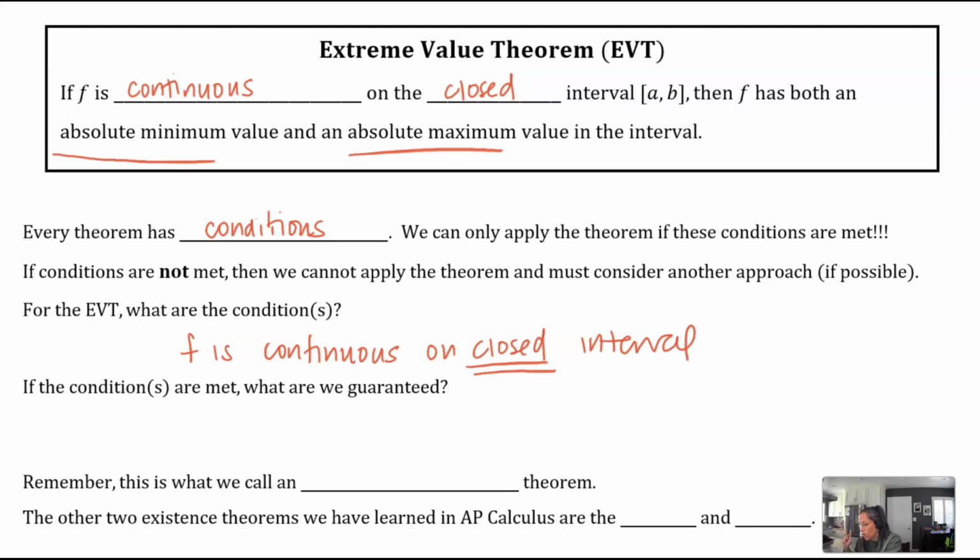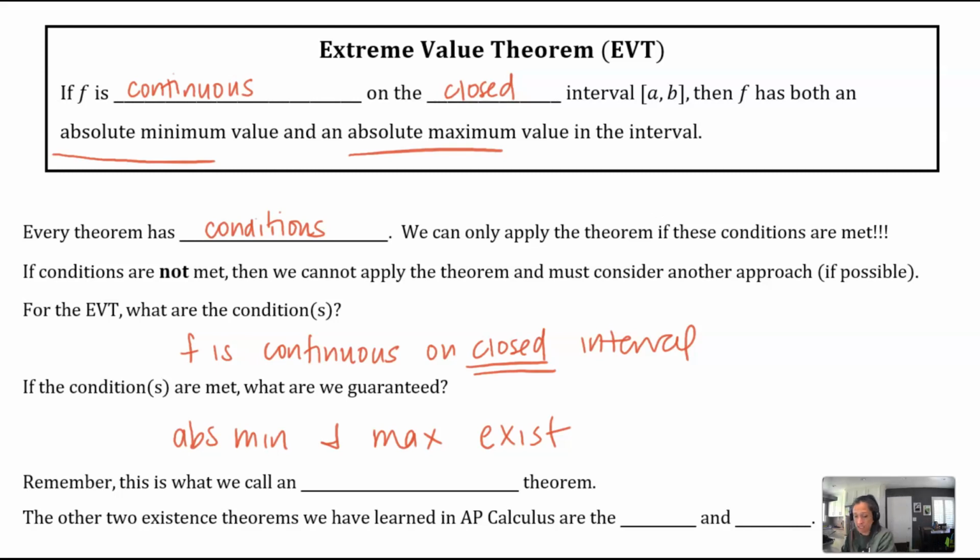If this is true, then we are guaranteed that we will have an absolute min and max exist. That's what happens. Now let's discuss why we need those 2 things.